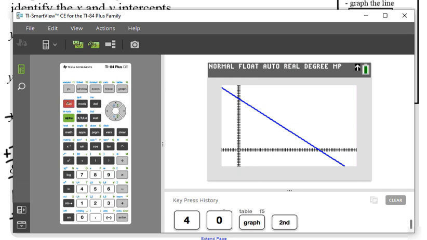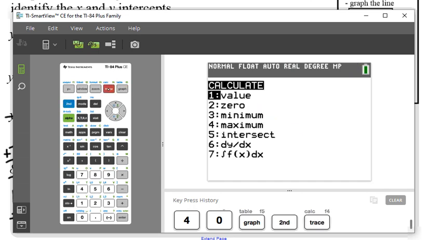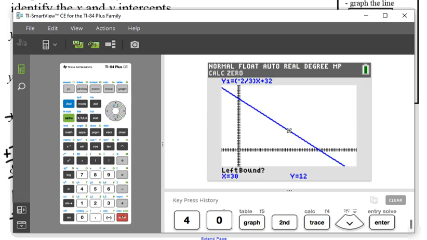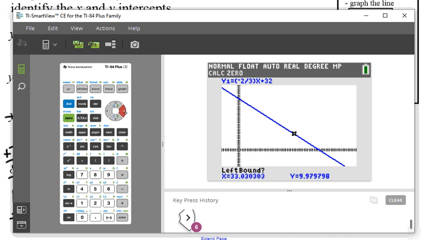So second trace, we want x-intercepts, which is number 2, zeros, we enter it. So the x-intercept, we want to be on the left side of the x-intercept. So I scroll down towards it. There's my x-intercept. I want to be left of it. So I want to be above just like I am.